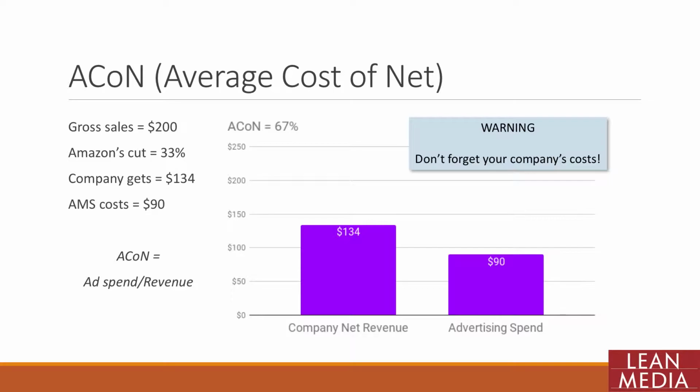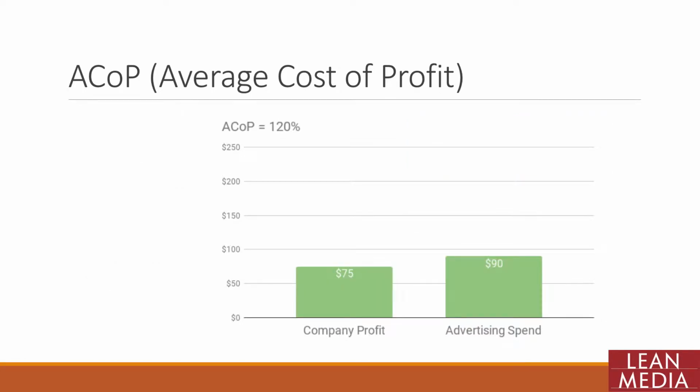The company net revenue doesn't break down the costs that you have to pay in order to get those products produced in Amazon's warehouses to be sold. So again, ACON, it's a useful metric, but I think it can be improved a little bit. And the metric that, at the end of the day, is the metric that matters: average cost of profit on AMS. So let's break it down again.